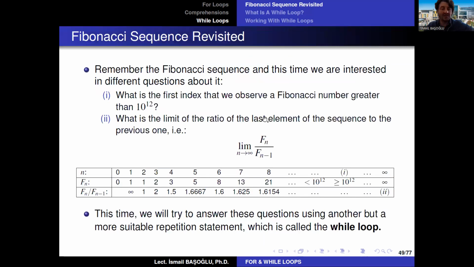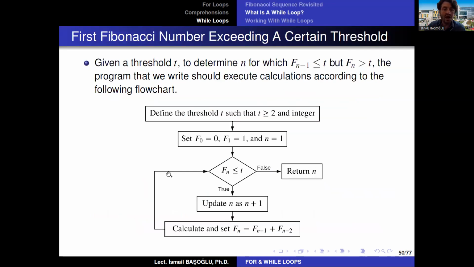So I know that the first value that is greater than or equal to 2 is at the third index. So I am not very interested in a threshold that is very small. I am interested in very, very large threshold values, like 10 to the power 12. Then I initiate my Fibonacci sequence with index 0 as 0, and index 1 as 1.